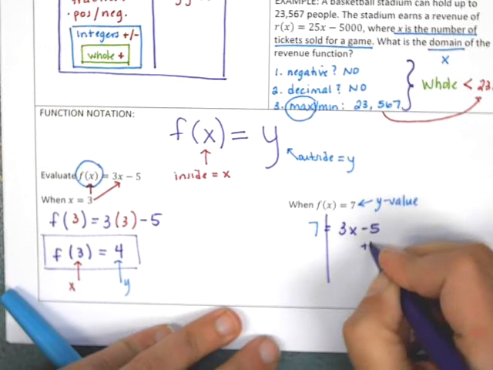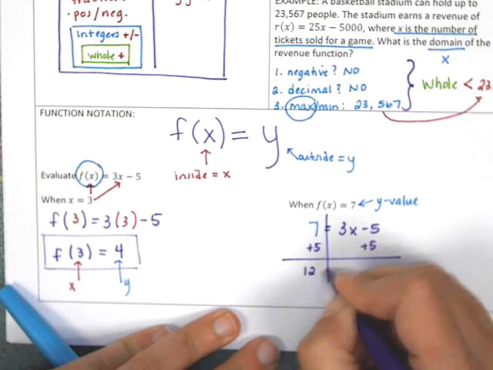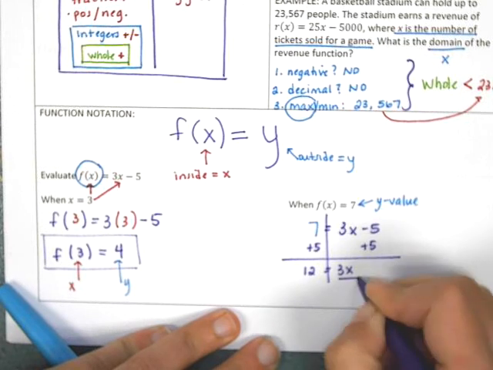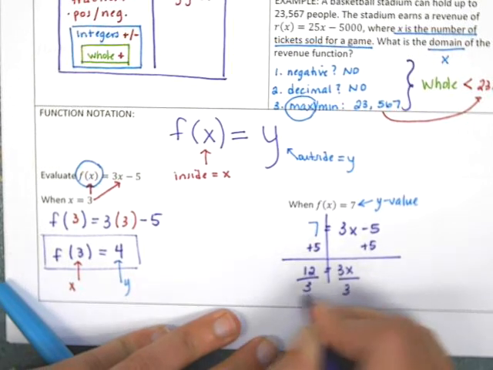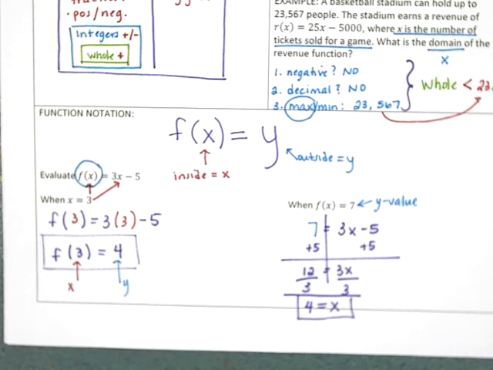So I would add 5 on both sides. And I would get 12 equals 3x. And then I would divide by 3. And I would get 4 equals x. And there we go. We only have a few more things to review.